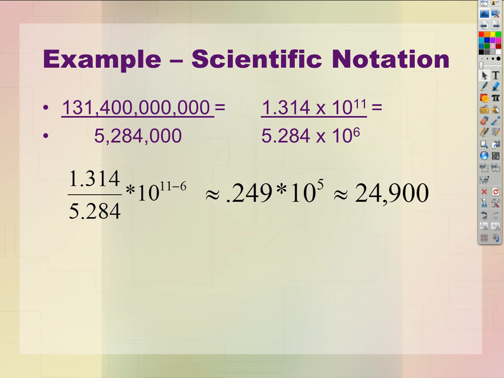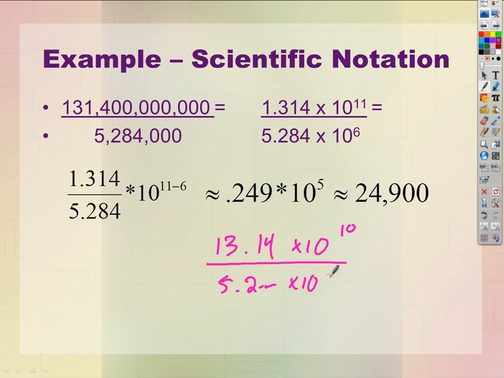And to make it easier, if I wanted to, I could slide this decimal over 1 on the top. And I could even write that as something like 13.14, even though it's technically not a correct scientific notation expression, times 10 to the what? If I slid it back this way 1, what does that do to my exponent? 10. Makes it 10, good. Divided by 5 point bunch of stuff, 2 blah blah blah, times 10 to the 6th.